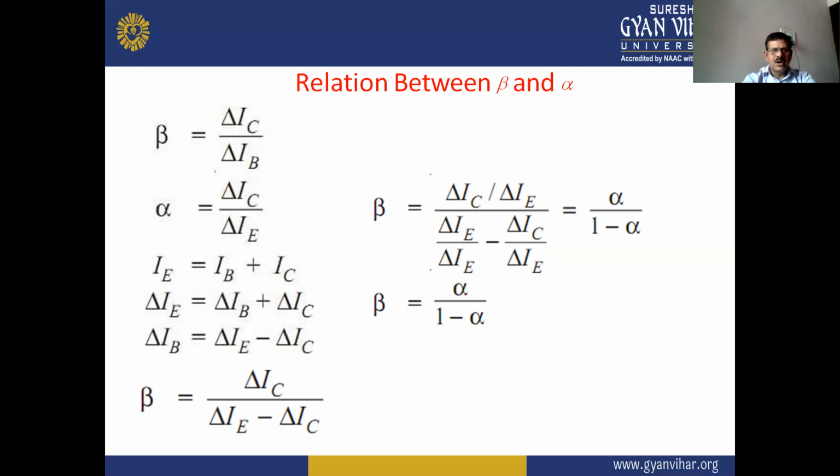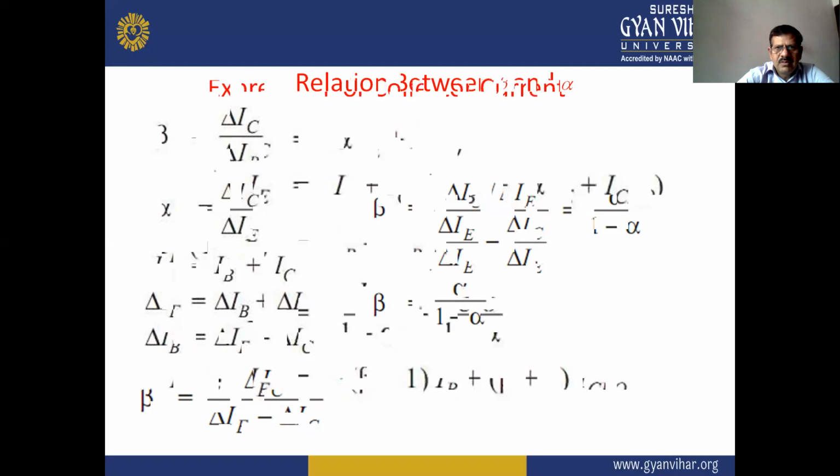Also, IE equals IB plus IC. This is the emitter current. We write this equation as: change in IE equals change in IB plus change in IC. And also change in IB equals change in IE minus change in IC. So beta equals the change in IC upon the change in IE minus the change in IC. So we can find the beta in the form of alpha. This is the relation between beta and alpha: beta equals alpha upon 1 minus alpha.